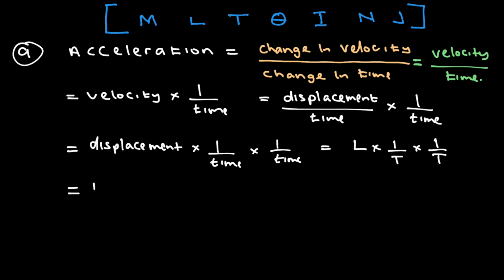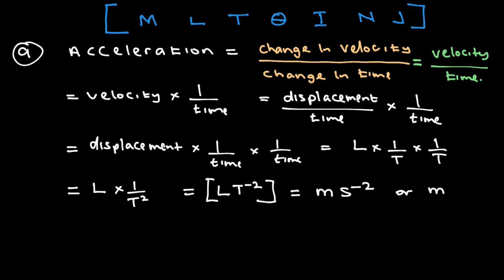And that is L times 1 over T squared, which will be equal to L T to the power minus 2 in dimension, and that equals, in unit, meters per second squared, or you might write meters over second squared. So you can see this is the unit, and that's dimension.